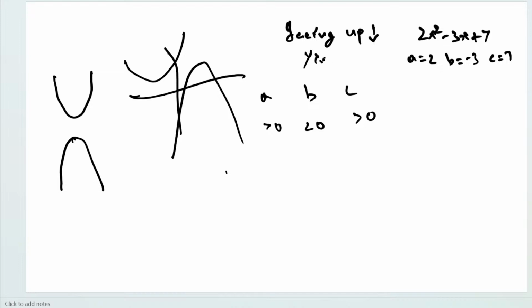Now, what about the y-intercept? Where is it touching the y-axis? Y-intercept means where it is touching the y-axis. We call that the y-intercept. Where is it touching the y-axis? It's 7, sir. At 7, right? And what about the lowest point?